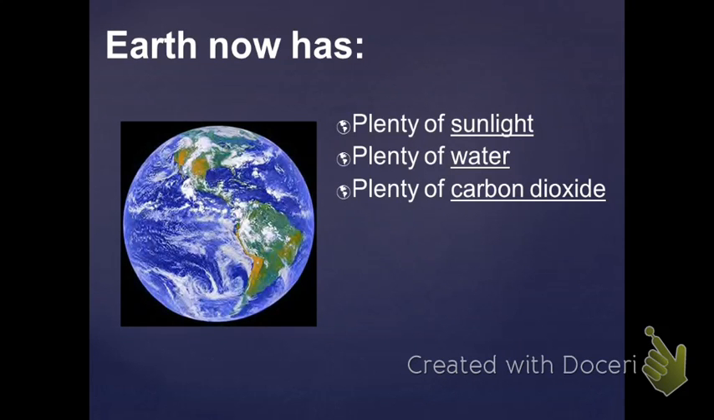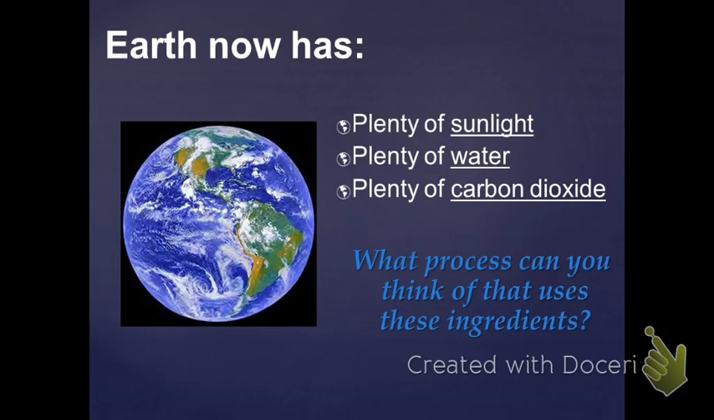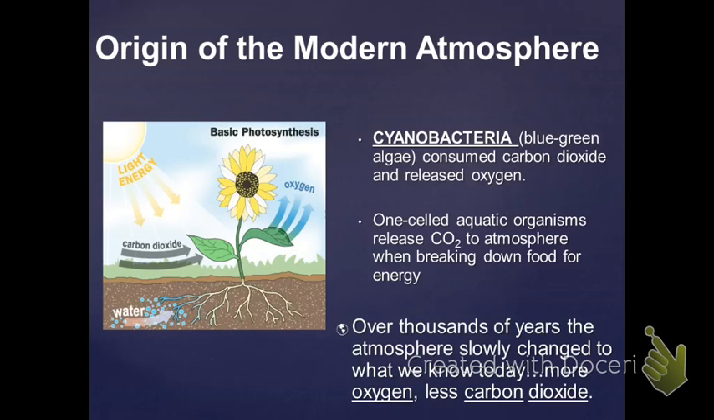At this point, early Earth now has plenty of sunlight, water, and carbon dioxide. Using your previous knowledge of biology, what process can you think of that would use these natural ingredients? Photosynthesis. Early life on Earth changed the atmosphere.